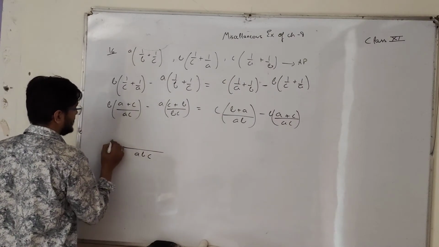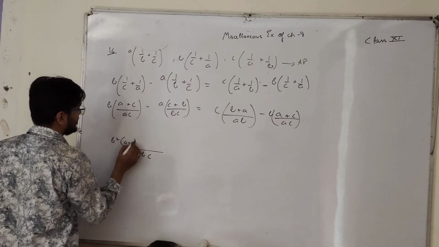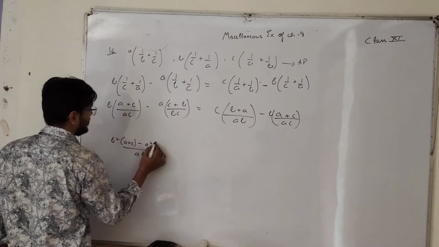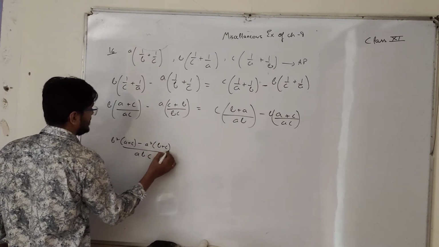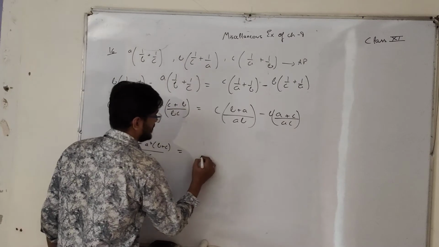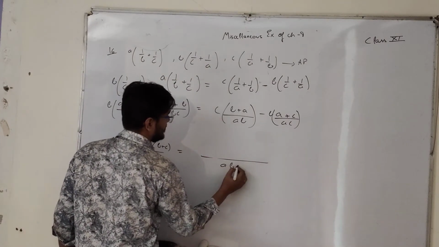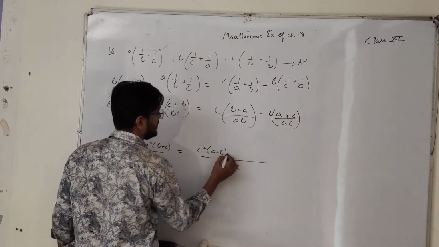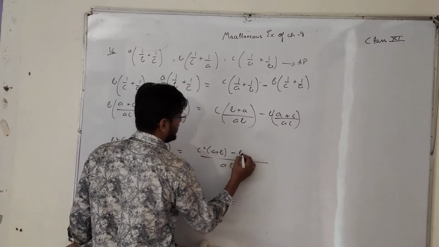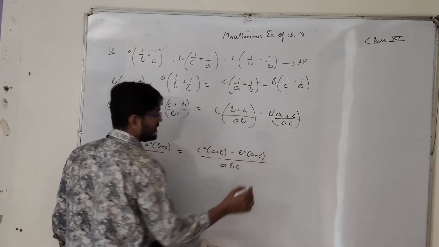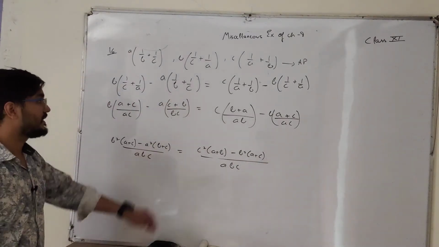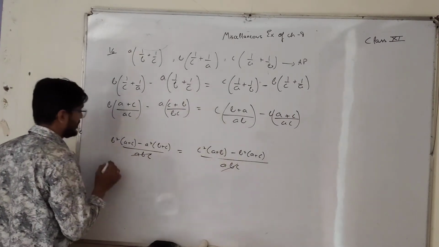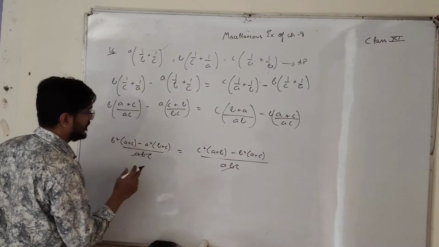So here we'll have B square bracket A plus C minus A square bracket B plus C, right, is equal to, here also take common, take LCM ABC. So C square A plus B minus B square A plus C, right? So far we have simply taken LCM, right? Now ABC to ABC get cancelled, right? So what do we have?